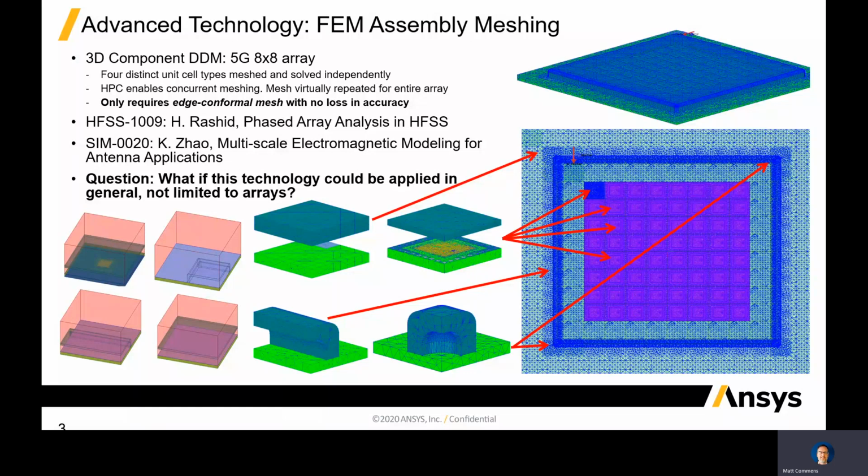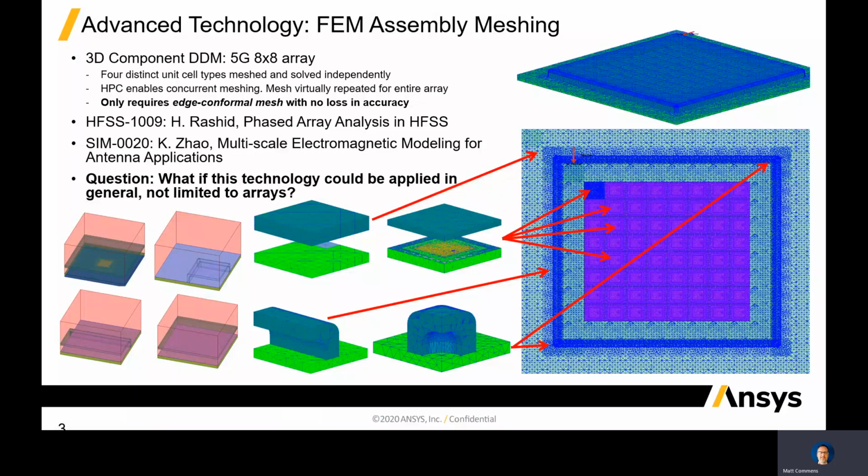But one breakthrough here is this technique only requires edge conformal mesh from cell to cell, and it results in no loss in accuracy. That's a big breakthrough. We're no longer requiring conformal mesh everywhere. And if you want to learn more about this technology, take a look at the presentation tomorrow from Hawal Rashid on phased array antenna analysis at HFSS, and then in the SimCom section of our presentation, Keizong Zhao, who will talk about multi-scale electromagnetic modeling for antenna applications, to get more information on this.